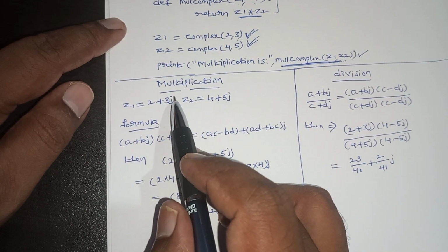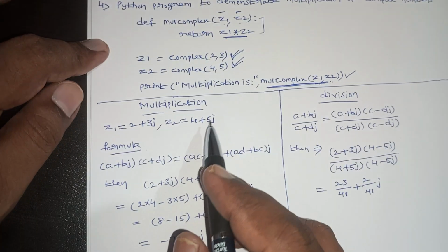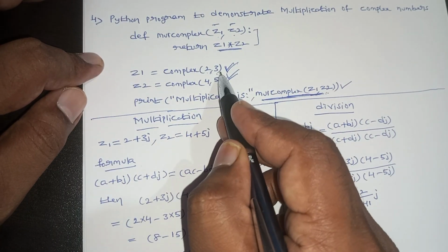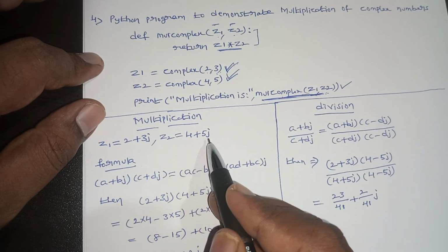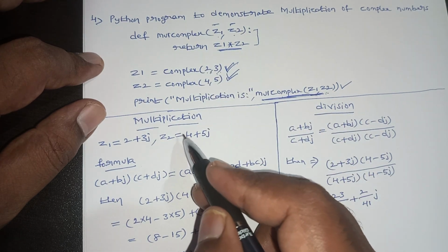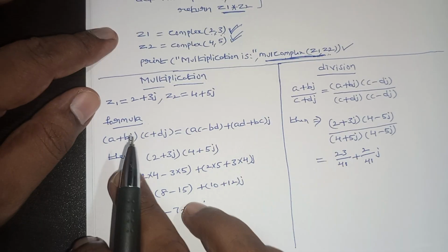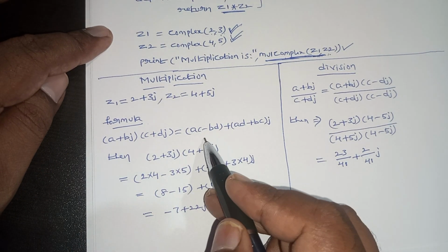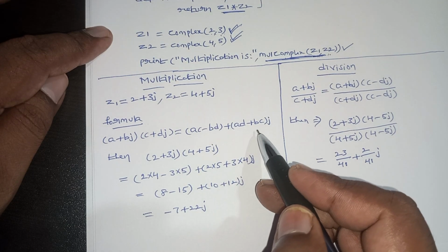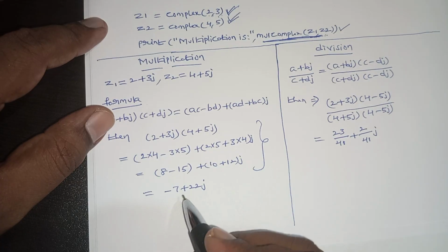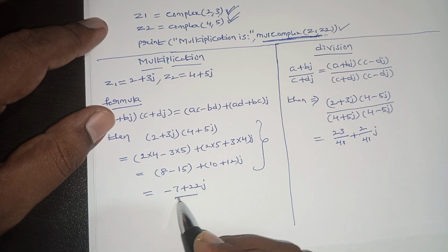How to do the multiplication of two complex numbers? z1 is 2 plus 3j. What is z2? 4 plus 5j. If you write like this, the system automatically takes it like this. This is the formula: a plus bj, c plus dj, ac minus bd plus (ad plus bc) into j. If you do this, what will be the answer? The answer is minus 7 plus 22j.